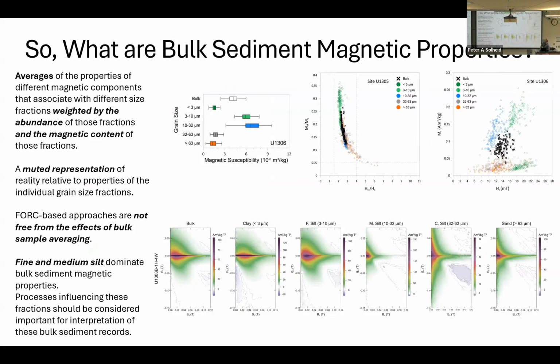So what are bulk sediment magnetic properties? We'll make the argument that they're averages of the properties of all of these different size fractions, weighted by the abundance of those fractions, but also weighted by the magnetic mineral content of those fractions. When you put them together as bulk properties, they really are this muted representation of those individual fractions. And surprisingly to us, when we put this together, we found these FORC-based approaches are not entirely free from these effects of bulk sample averaging either.